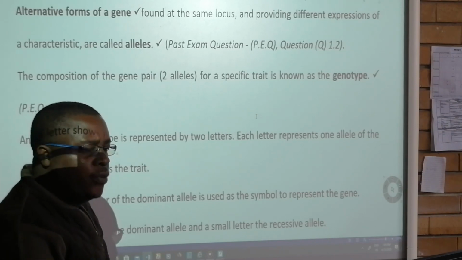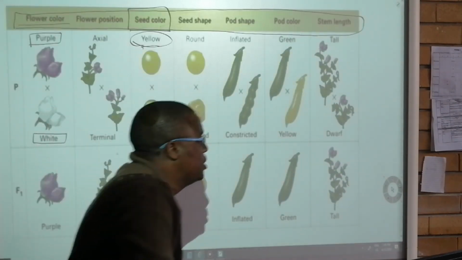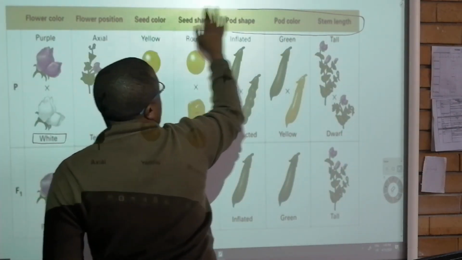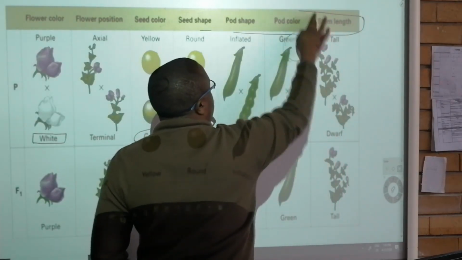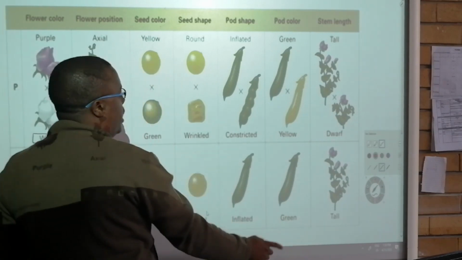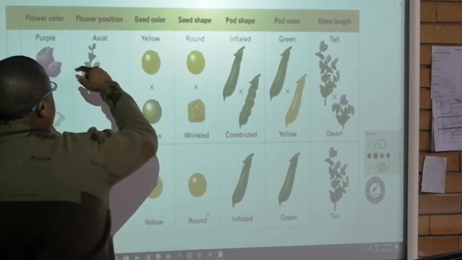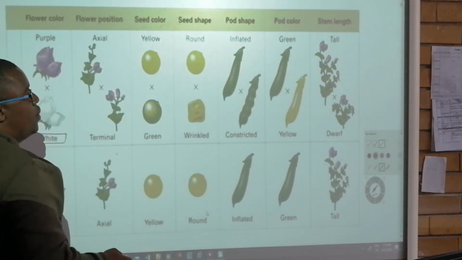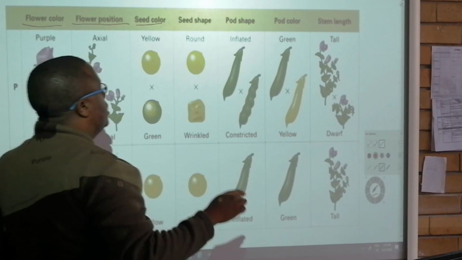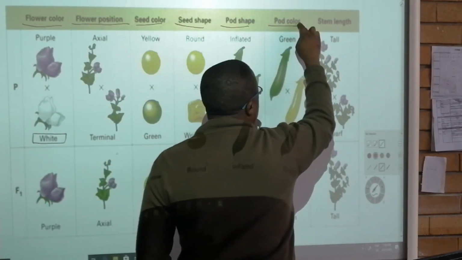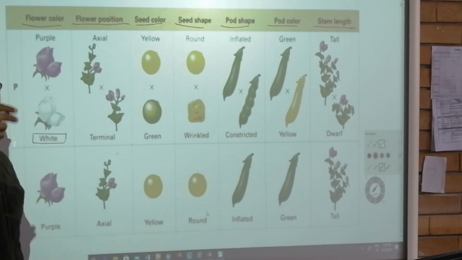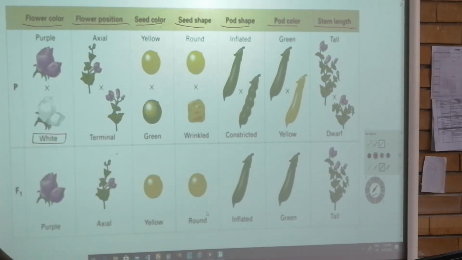Remember that when we are looking at Mendel and his hereditary experiment, we have these 7 characteristics, and we notice that for each gene, seed color gene, flower position gene, flower color gene, seed shape gene, pod shape gene, pod color gene, stem length gene, for each of these genes you find that there are 2 alternative forms of expression for the same gene.